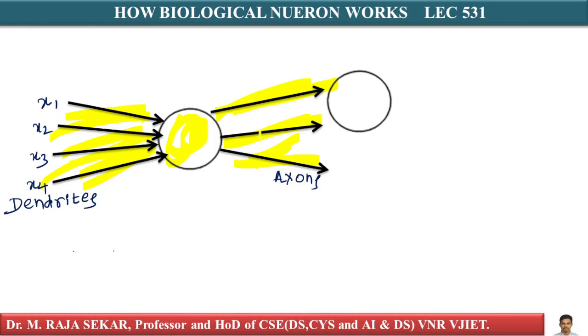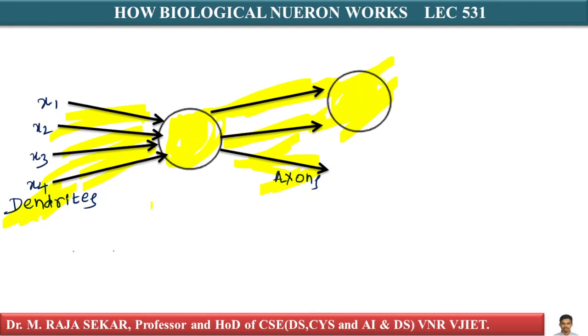This is a very simplified view of a biological neuron. Of course, it has a lot of internal chemical and electrochemical reactions. We are looking at the most simplified view of it. These are dendrites, and this one is axons. Axons can connect to other neurons. These axons are the output of this particular neuron. This will be connected to other neurons.